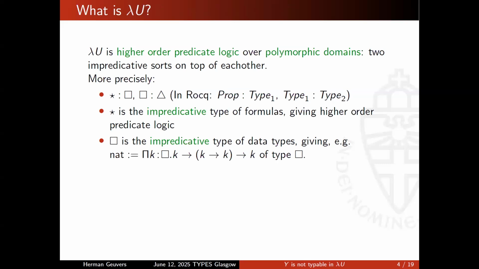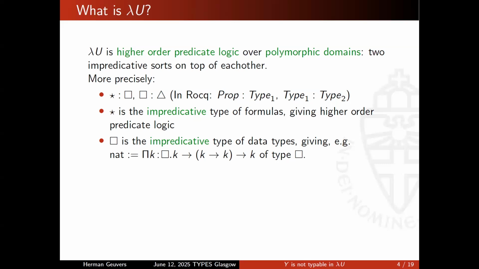So what is that? In Rocq, you can think about Prop and Type 1 and Type 2, but I will write star and box and triangle. Okay. And the thing is that star is basically Prop, and that's impredicative. That's our formulas. And box is where the data types live, and that's also impredicative, but that's on top of the one about formulas. So you can write this kind of knot, the poly knot. If we think of polyknot, it's now on the kind level.